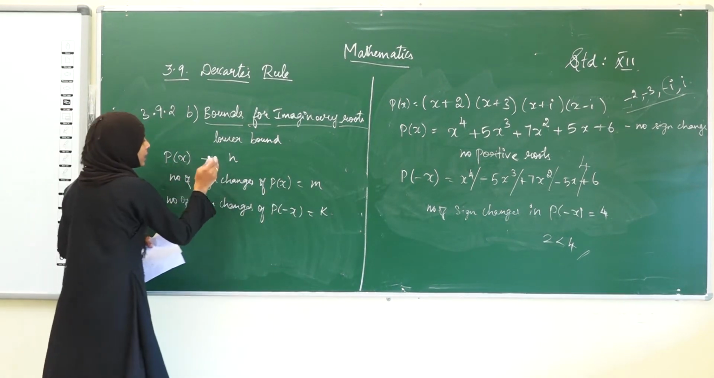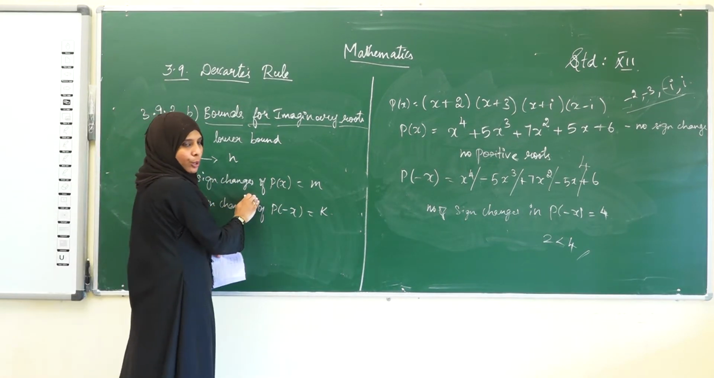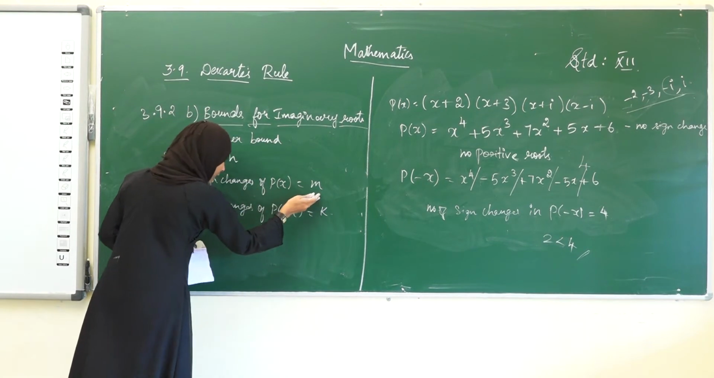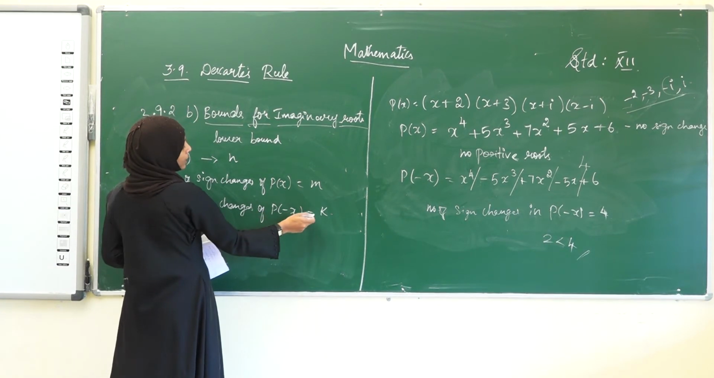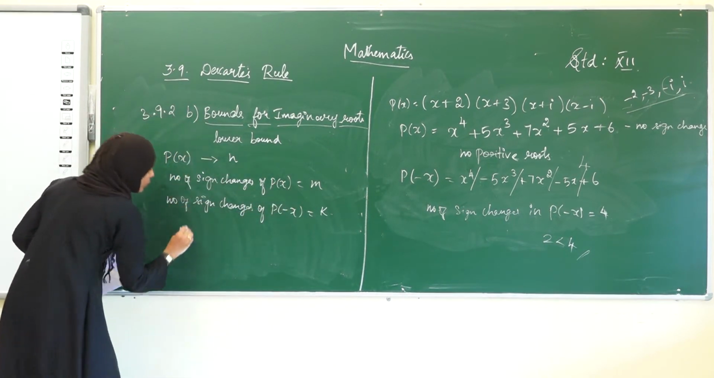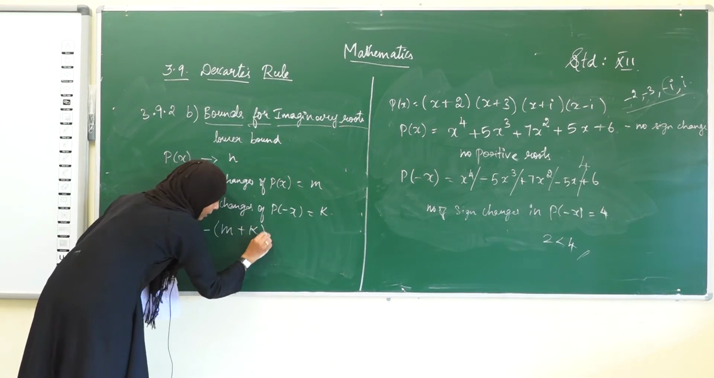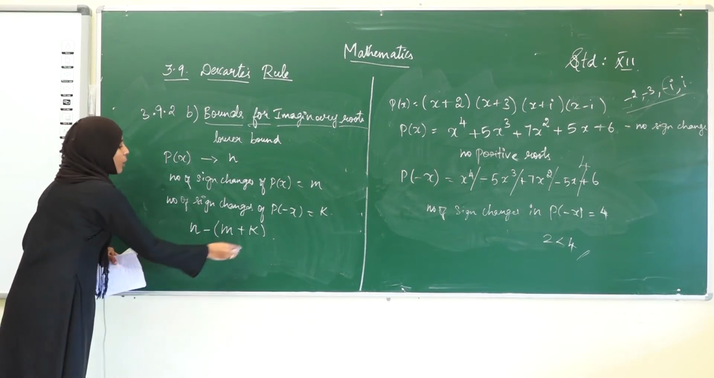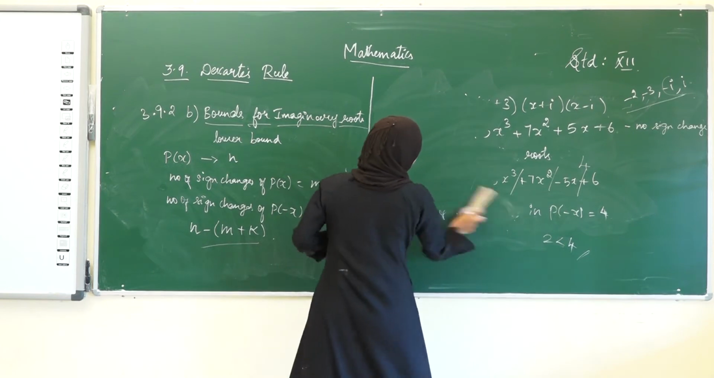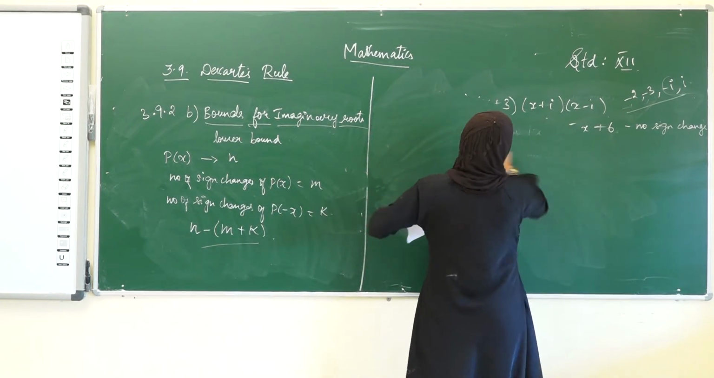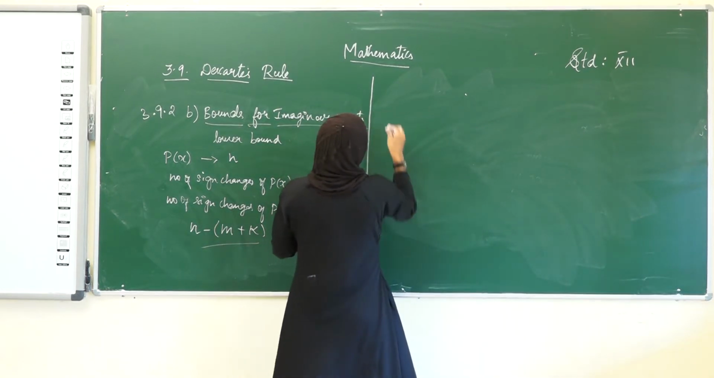Since the degree of the polynomial is n, the number of sign changes in the coefficients of polynomial p of x is, let us take it as m, and let us take the number of sign changes of coefficients of p of minus x be k. So the lower bound will be attained using this formula n minus m plus k. Using this formula only we are going to find the lower bound for the imaginary roots. Let us see this example, then you can understand it clearly. Example number 3.30.